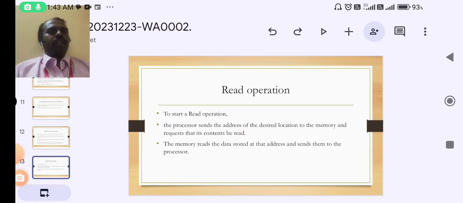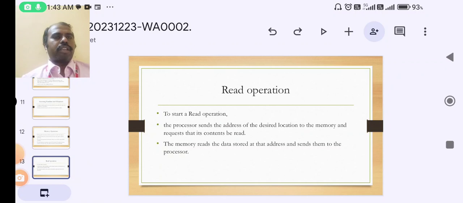In a read operation, to start the operation, the processor sends the address of the desired location to the memory and requests that its contents be read. The memory reads the data stored at the address and sends them to the processor.